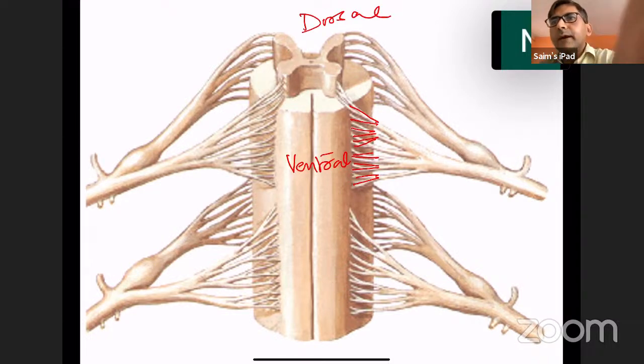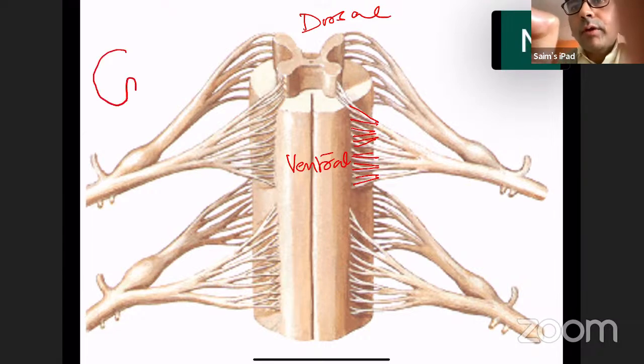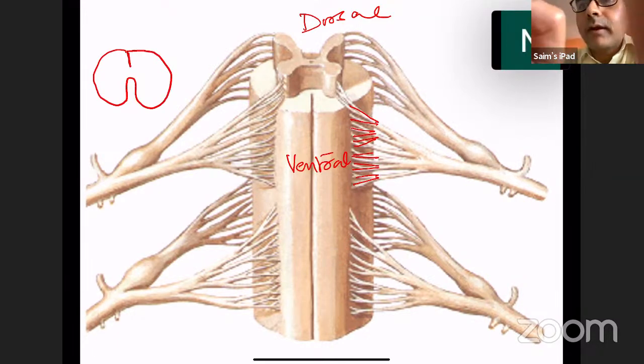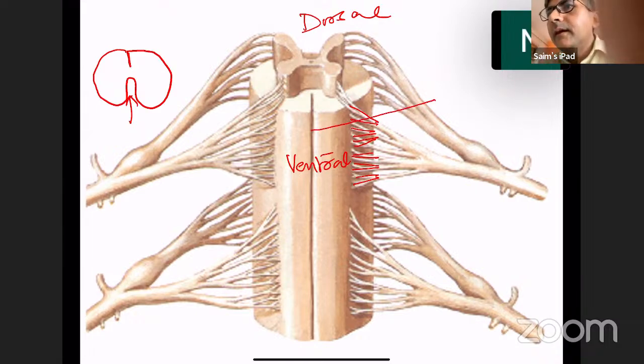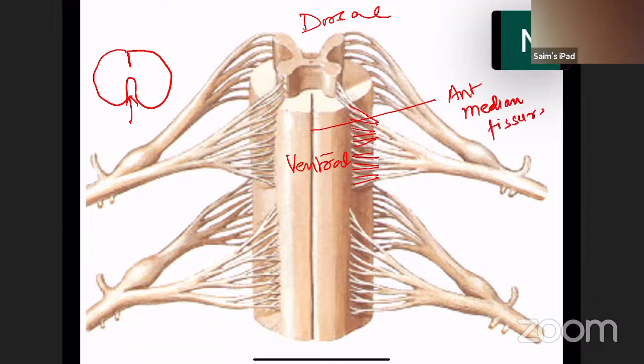Now how do you recognize this ventral and dorsal aspect? Whenever you are looking at a section of the spinal cord, you have to recognize one anterior median fissure and one posterior median septum. Wherever you recognize this deep fissure, it is called the anterior median fissure. So here this is the anterior median fissure, on the anterior aspect of this spinal cord.